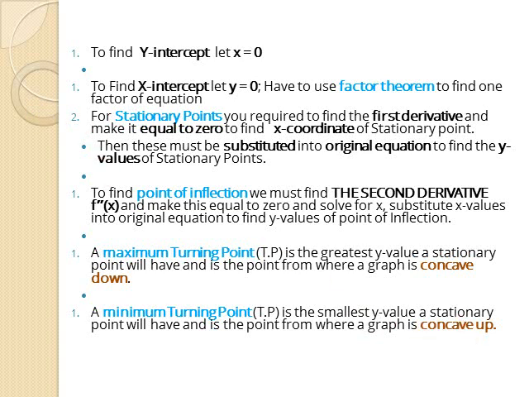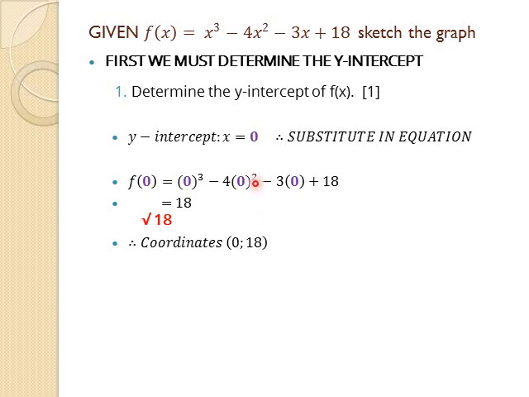Right, so without further ado, let's look at the problem. Given f of x equals x cubed minus 4x squared minus 3x plus 18, sketch the graph. To sketch the graph, we first have to find the y-intercept, generally 1 mark. So y-intercept, x equals 0. So f of 0: 0 cubed, 0 squared, 0. So my final answer, as all of that becomes 0, is 18. So my y-intercept is at (0; 18).